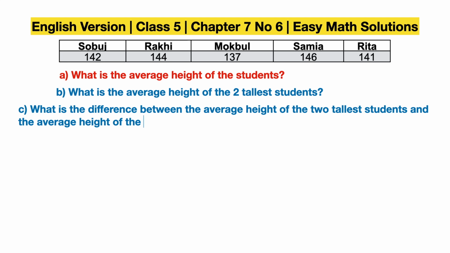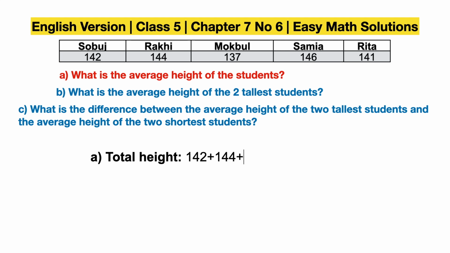And number C, what is the difference between the average height of the two tallest students and the average height of the two shortest students? Then we see number A, what is the average height of the students?